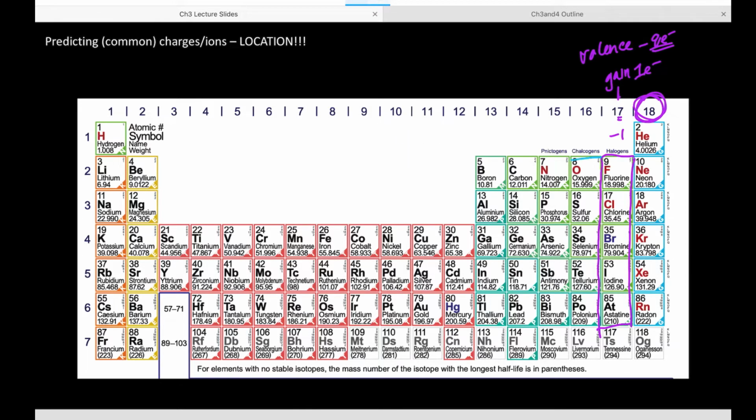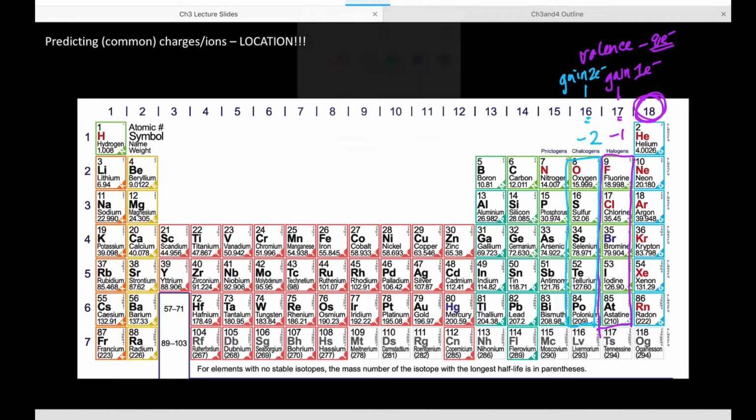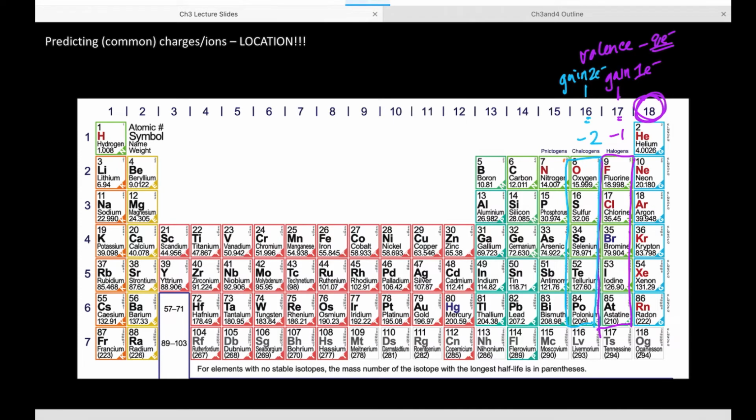Now, next one. So this next group over here, right, these have 6 valence electrons. And again, we can gain 2. We could lose 6. 2 is the shorter number of steps. We're going to gain 2, which means these are going to have a charge of -2. And then, just following in the trend, this next one, right, -3. Yes, does it make sense?